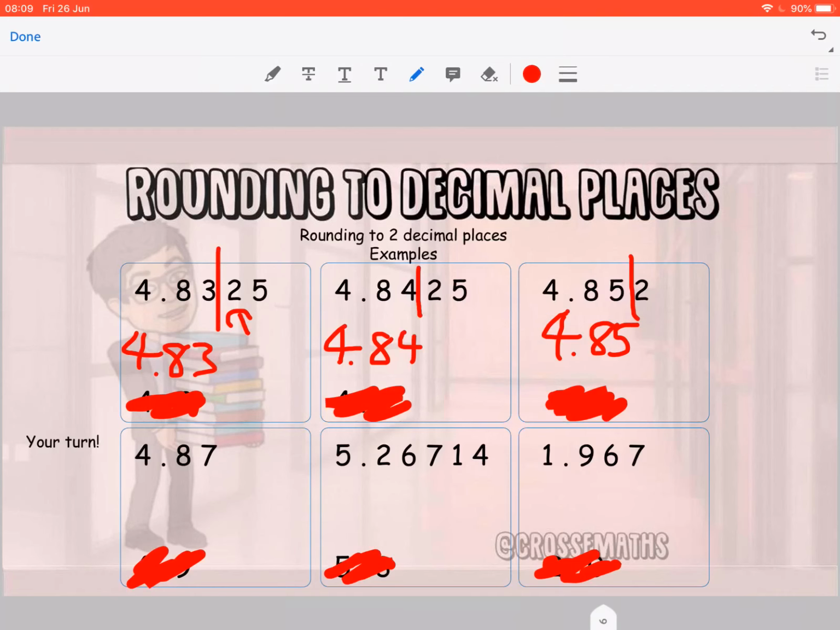Really, really straightforward to start us off. Again, on this one, it's already done for you, because there's no number after that one. I'd like you to pause the video and have a go at the last 2 for me, round them to 2 decimal places.